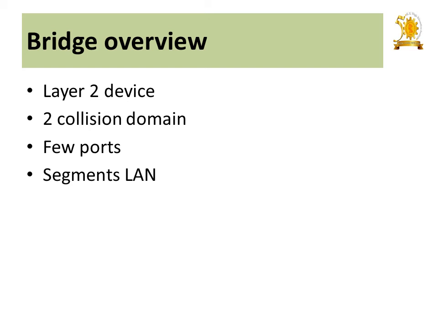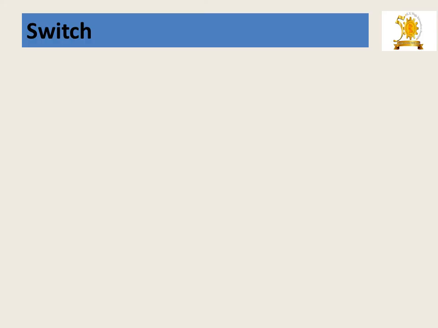Then also, a bridge has few ports. It is a 2-port or 3-port device, and it transmits segments by using the LAN. This is about the bridge. The next connecting device is the switch. We will see how the switch is working.